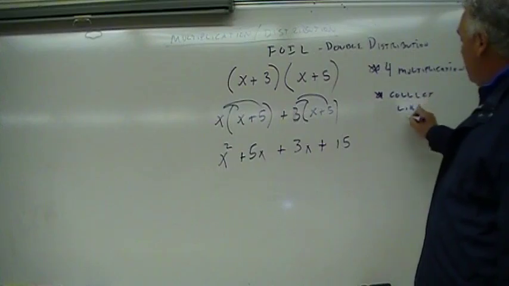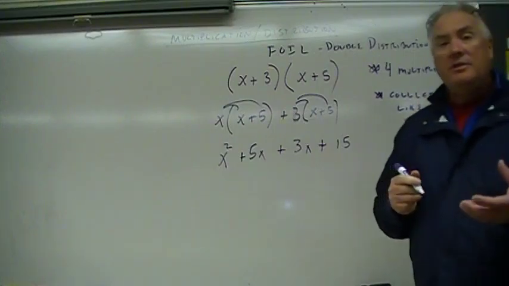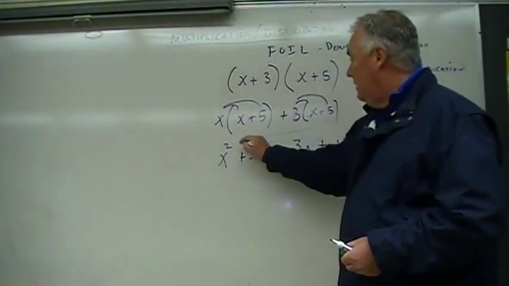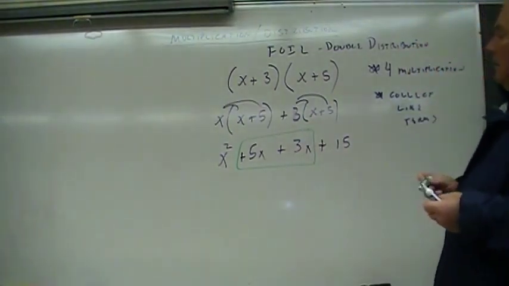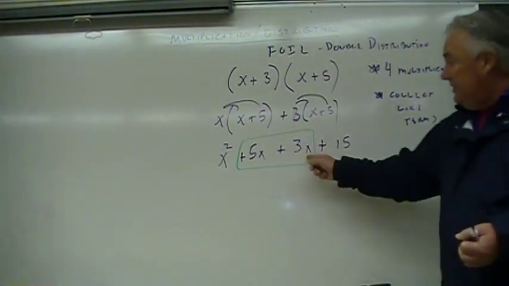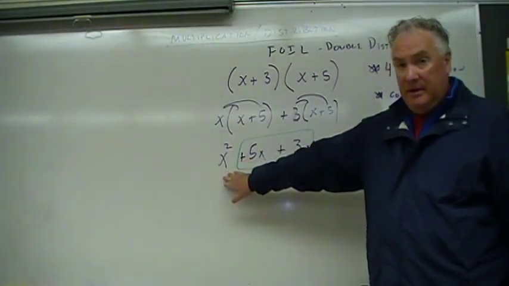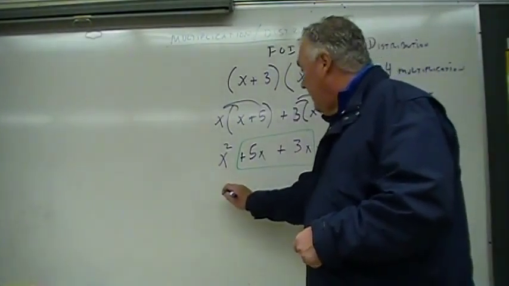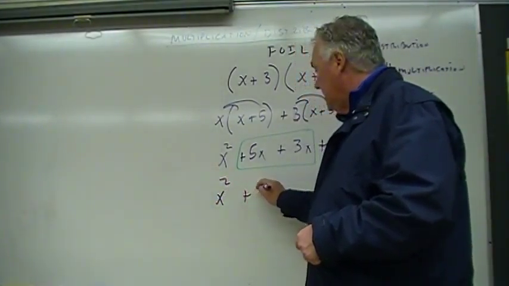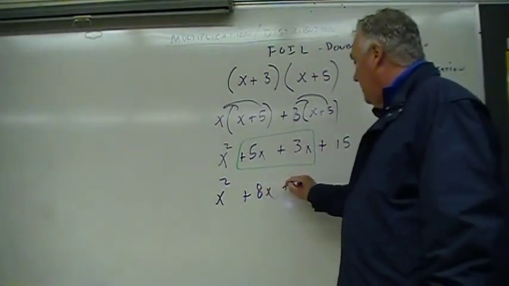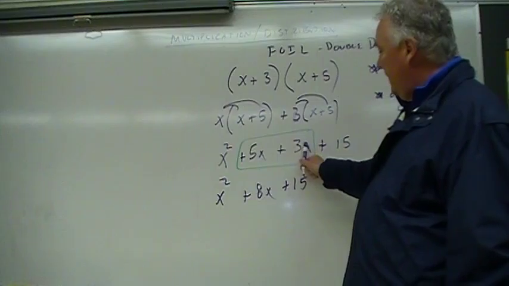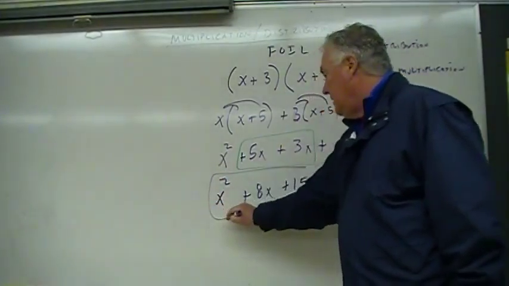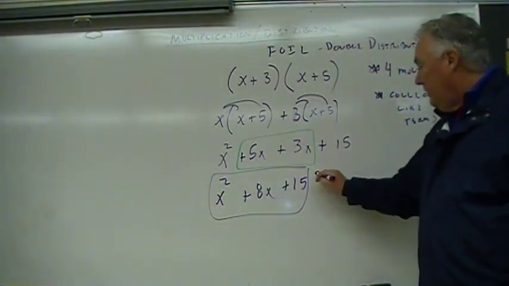Collect any like terms. And what you see, if you do it this way, is that you'll see in the middle that you'll see some like terms, all right? We have x's and x's. You can't add the x squareds or the terms without any variables in it. So we then go x squared plus 8x plus 15. 5x plus 3x is 8x. We've collected those like terms. Then we have this. This is your answer. It's a polynomial.